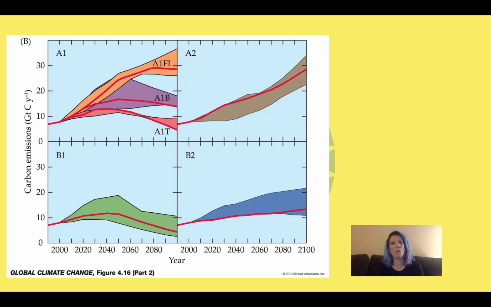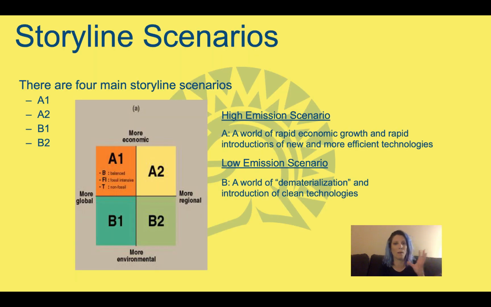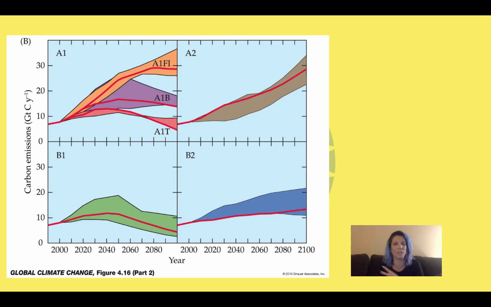Okay, so if we can remember A1, A2, B1, B2, here are the different quadrants, and from here to here is going to be the range of possibilities of what might happen. The most likely scenario here is going to be in red. And there are a couple of sub scenarios as well, like this A1F1 and A1B.